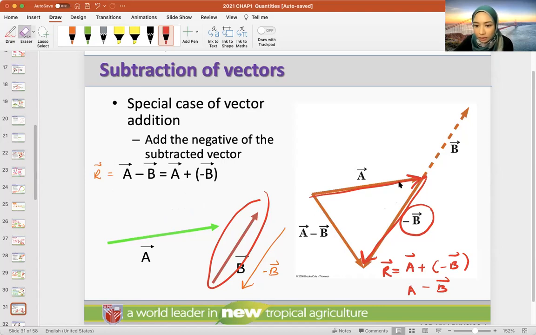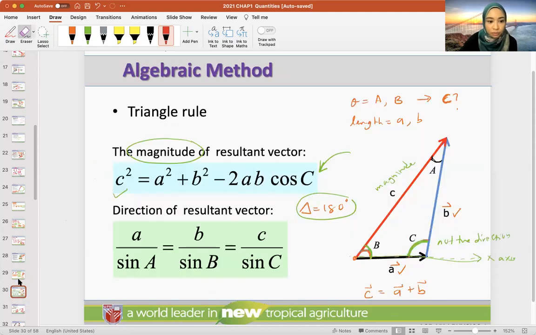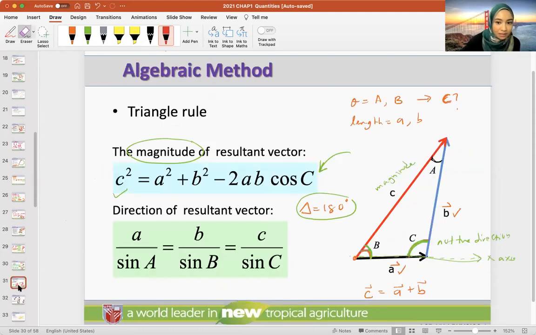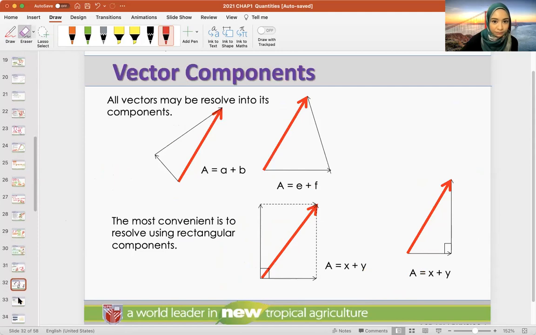Okay, what else? Alright, so we have learned the tip to tail and the tail to tail. I've given you the instruction on how to do the tail to tail, given over here, bad handwriting. You understand, right? Because everyone is smart here. Okay, moving on. Now we go on to the last technique, which is the vector component. My favorite actually. Let's go on to animation first.